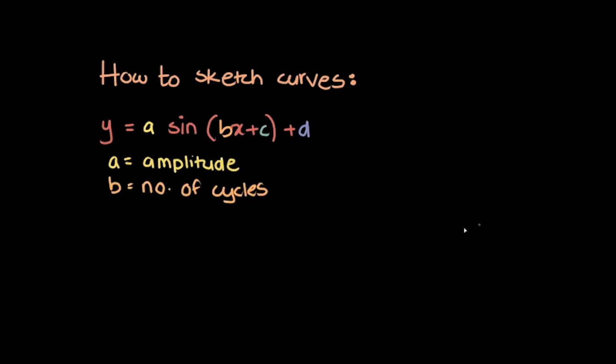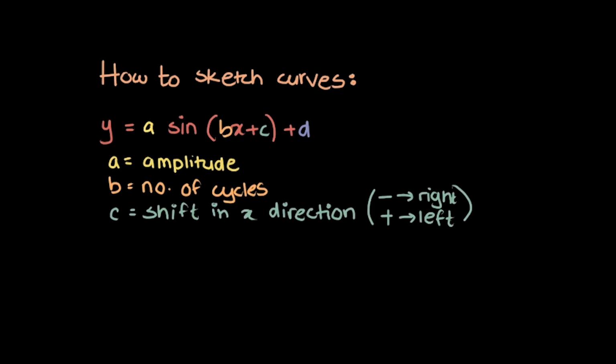Next, the b here determines the number of cycles. You'd normally complete one cycle within the period 0 to 360 degrees. Say, if b equals 2, you'd complete 2 full cycles before reaching 360 degrees. If b was 0.5, we'd complete half a cycle within that interval. While we are on the topic of angles, if we add a value c to the angle, the curve gets shifted. If c is negative, it goes to the right, and a positive c makes the curve go left.